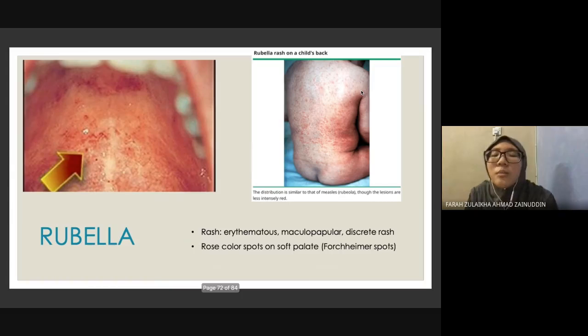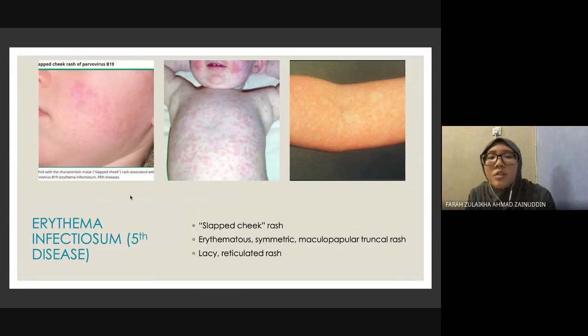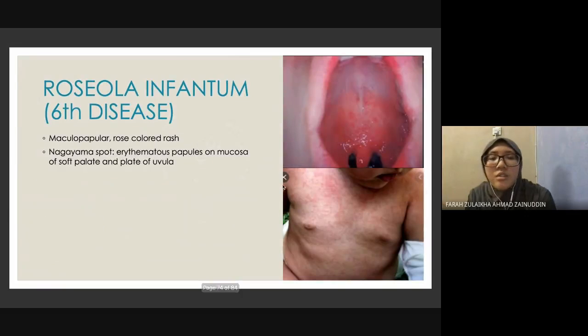Next is rubella. Rubella has an erythematous, maculopapular, discrete rash, and rose-colored spots on the soft palate. We call them Forchheimer spots. Next is erythema infectiosum, also called slap cheek rash because the rash appears on the cheek. It is an erythematous, symmetrical, maculopapular truncal rash, and it is a reticulated or lacy rash. Next is roseola infantum, or sixth disease. It is a maculopapular rose-colored rash. It can also come with Nagayama spots, which are erythematous papules on the mucosa, soft palate and base of the uvula.